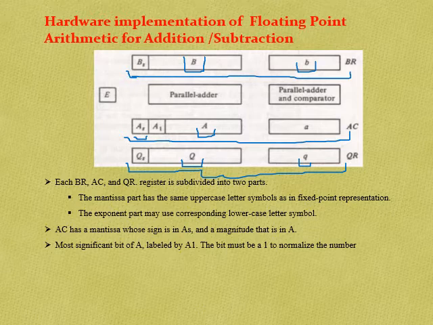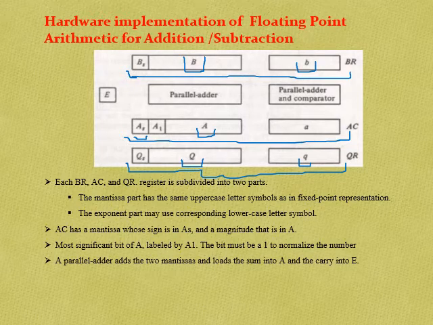In the A register you can see that this A1 is individually labeled. Why is it labeled? Because the result of the addition or subtraction is stored in this AC register, and this A1 should be 1, or it should be normalized to 1, so that we can get the appropriate result.